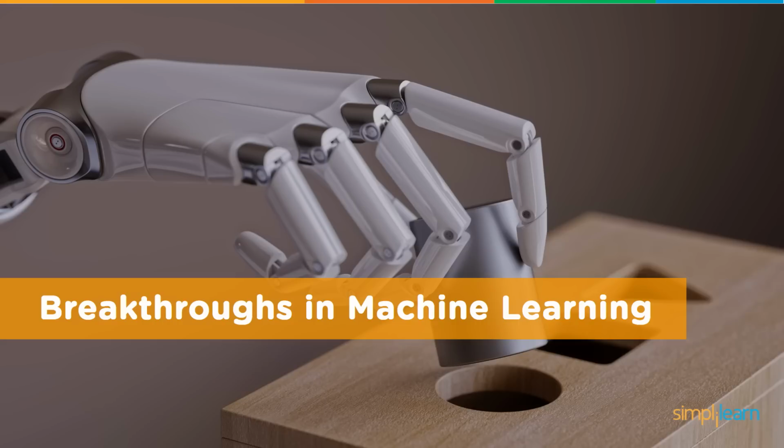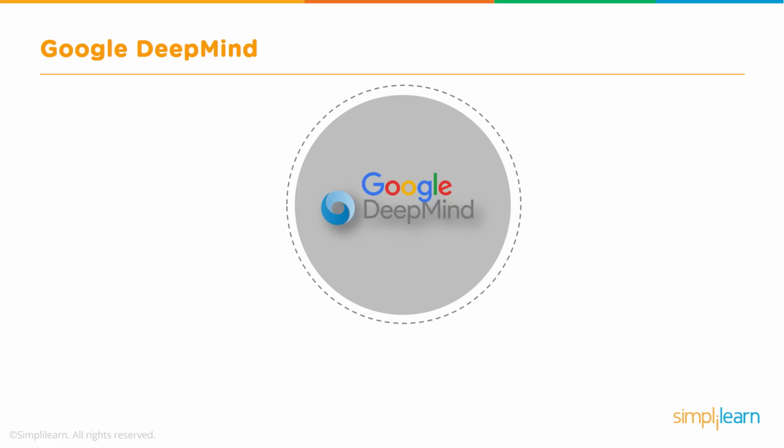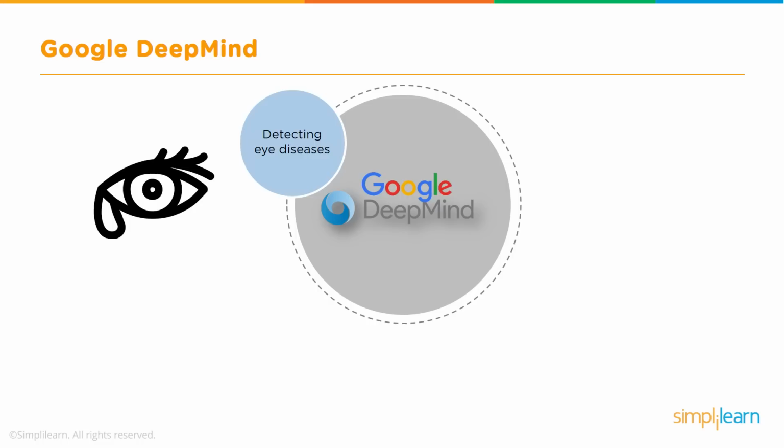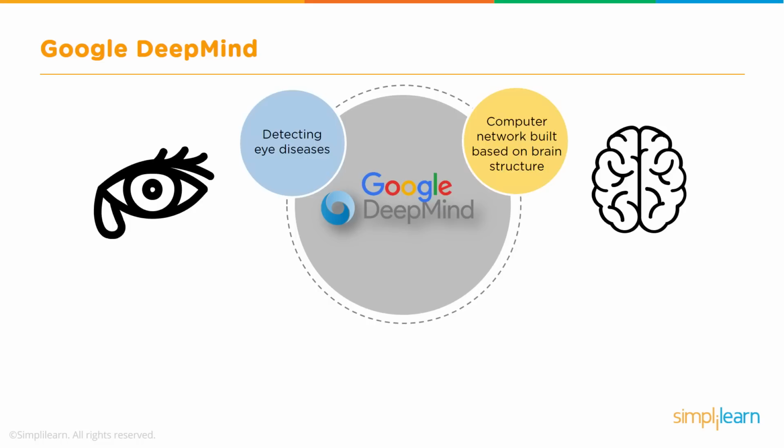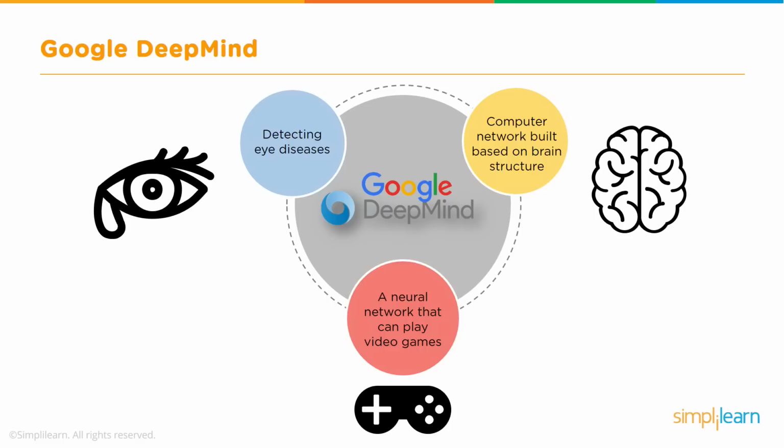Machine learning has brought about some extraordinary changes in the last few years. Let's talk about some of them in detail. Ever since the dawn of AI, scientists have tried to ensure that artificial intelligence systems function like a human brain. DeepMind Technologies, which is a British company, is one with a similar aim. The company now works on detecting eye diseases using machine learning, where a digital scan of the eye is created to determine if it has any diseases or not. When it was acquired by Google in 2014, they created a computer network based on the structure of the human brain. They also created a neural network that could play video games on its own.